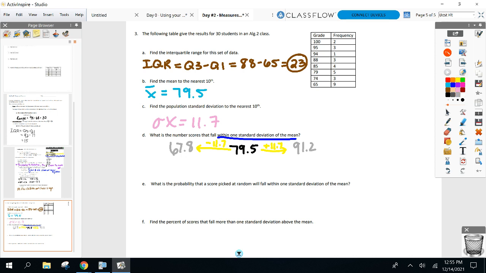Would 65 count? Would that be within one? Nope. 74? Yes. 79? Yes. 85? Yes. 88? Yes. 94? No. All right, I'm going to stop. But my answer is not 4 scores. No, it's not. You add up. You know what a frequency table is. How many 74s do I have? Not 1, but 3, right? So my answer here is not 4 of them. I got to add up how many of them there are.